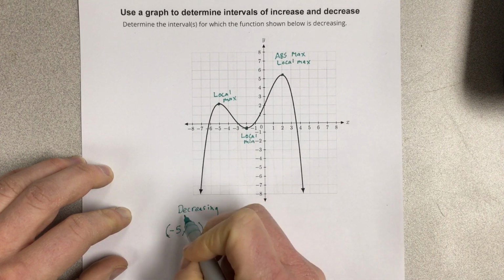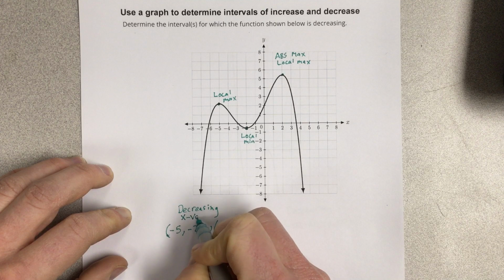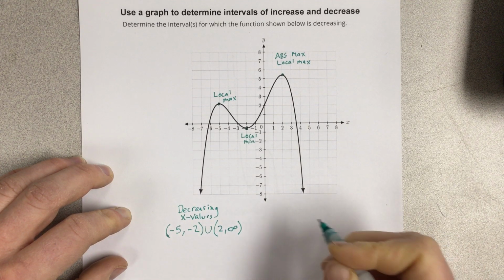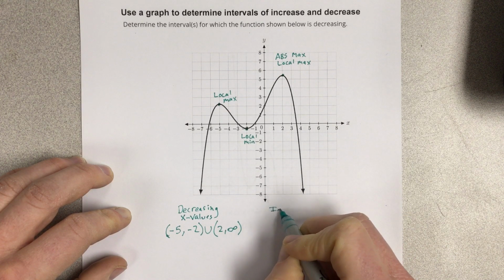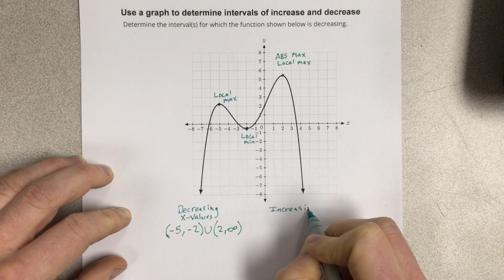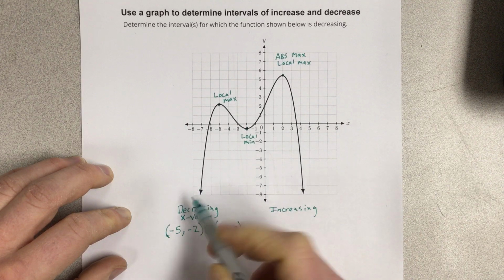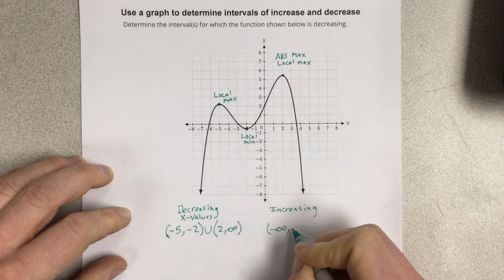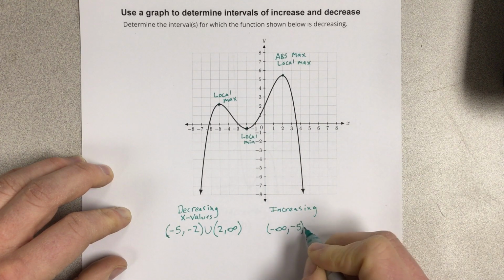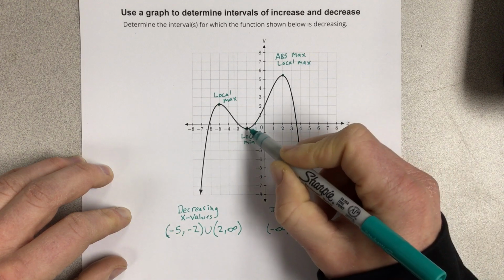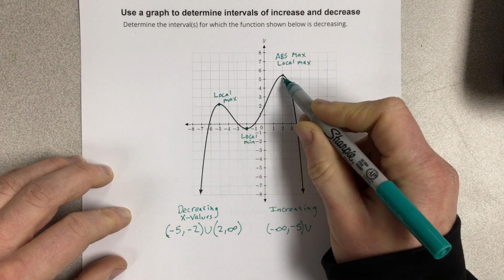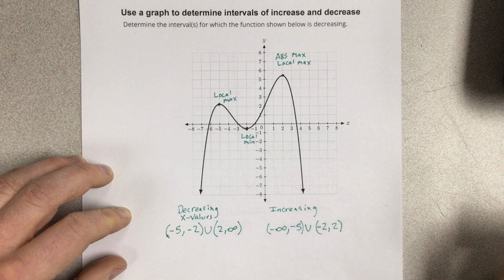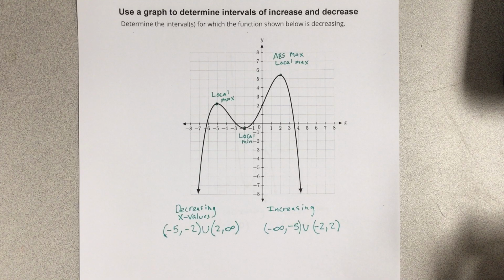And these are all x values, so that's something important to note. We're describing where this thing is decreasing. For the increasing, even though they don't ask for it, I'm going to do it anyways. We're going to be increasing from -infinity up to this -5. And then we're going to union that with where we're increasing here, which was from -2 to 2. And that's how you determine intervals of increase and decrease.